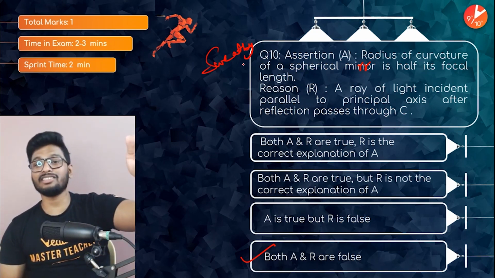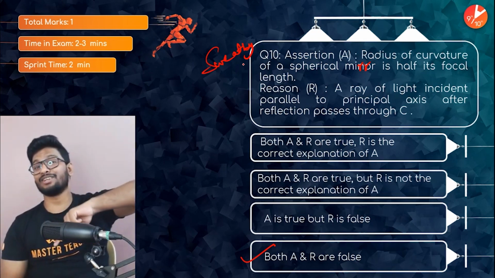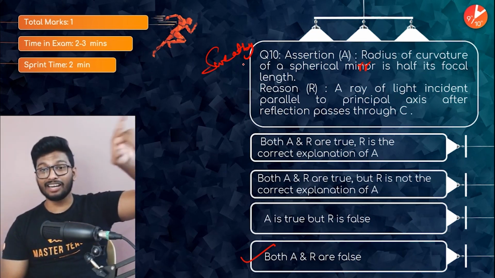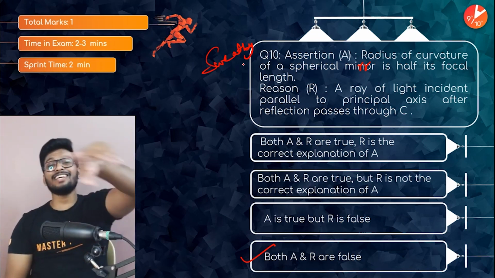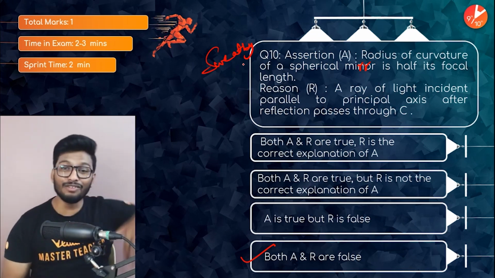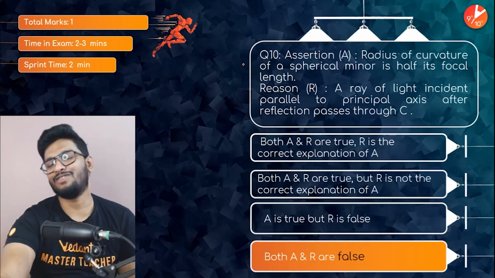Guys, radius of curvature is never half the focal length. It's twice the focal length. Focal length is half the radius of curvature. And a ray of light which is parallel to the principal axis after reflection passes through the focus, not the center of curvature. It passes through the focus. So both the assertion and the reason are false.